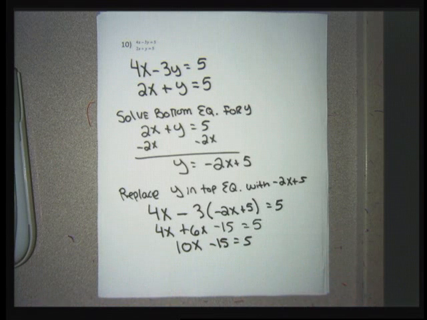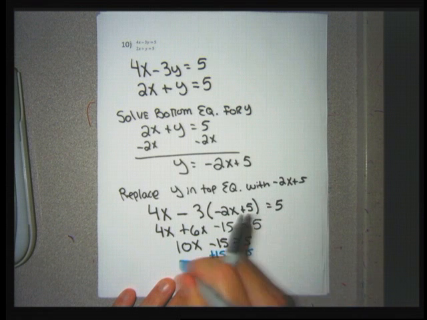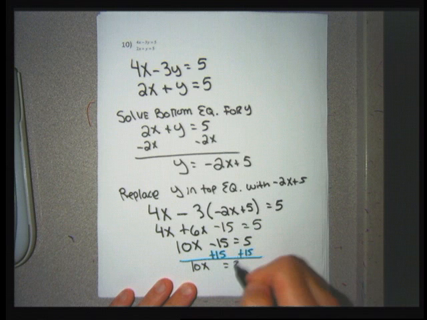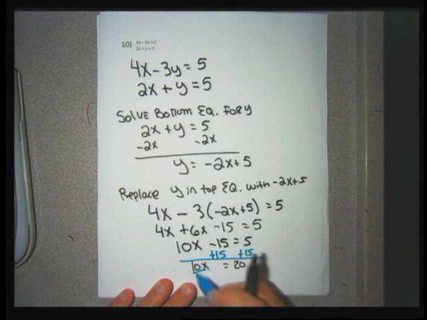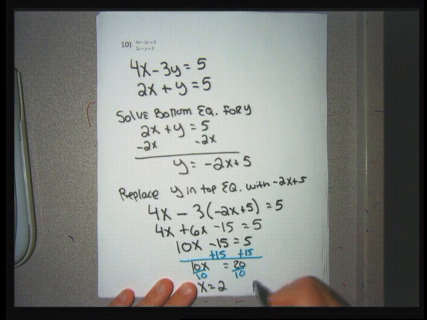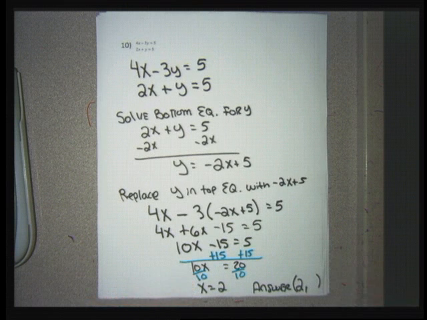Now I'm going to add 15 to both sides. That gives me 10x equals 20. I divide both sides by 10, and I get half of my answer. Very specifically, my answer to the system of equations is going to be a point, and I know the x-coordinate of that point. Now I need to do some algebra to get the y-coordinate.